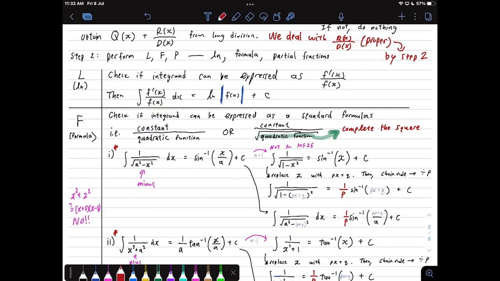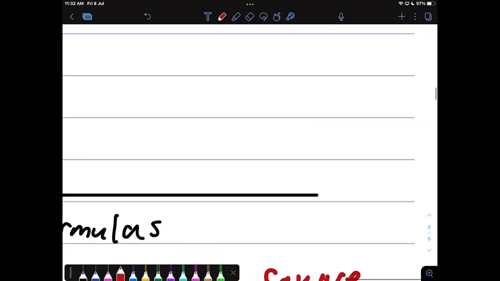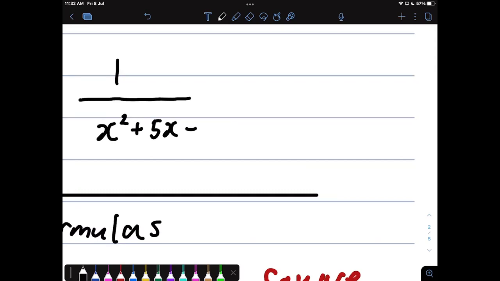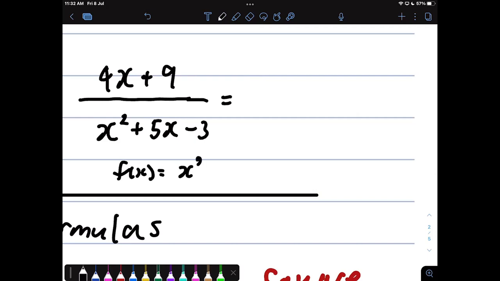Right, I should mention this trick. This is an important example. Let's say you have x squared plus 5x minus 3 in the denominator, and on top you have, let's say, 4x plus 10, okay, maybe plus 9. Then what can you do? You can factorize out. You need to identify that your f of x is the denominator, x squared plus 5x minus 3.